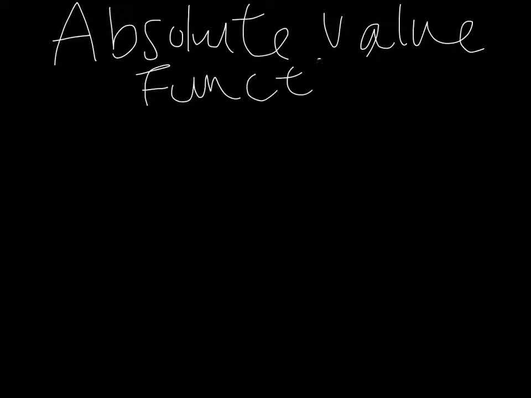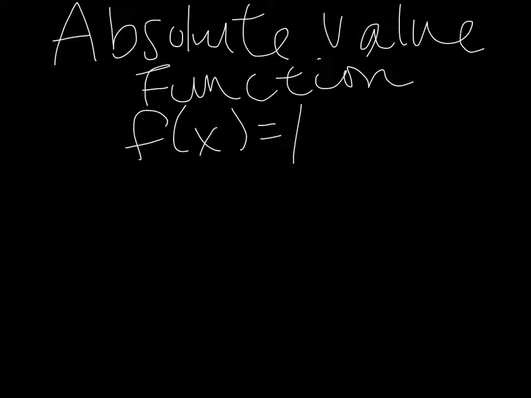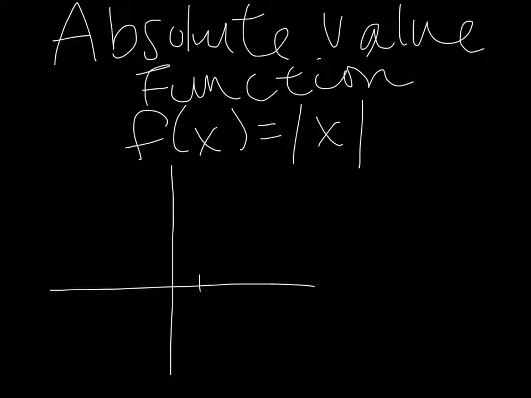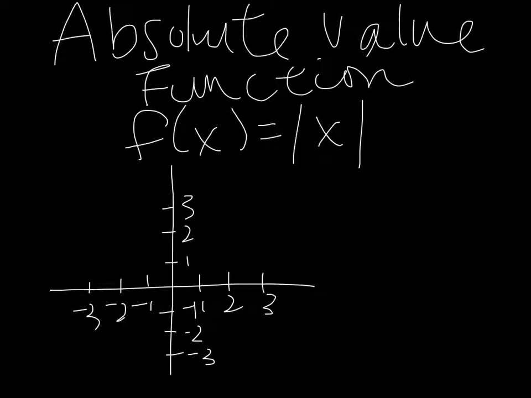So the absolute value function looks a little something like this. f of x equals the absolute value of x. We don't see the absolute value function very much, but it looks a little something like this. Since it's always going to be the positive value for x, in the first quadrant, it looks like a normal graph with a slope of 1.